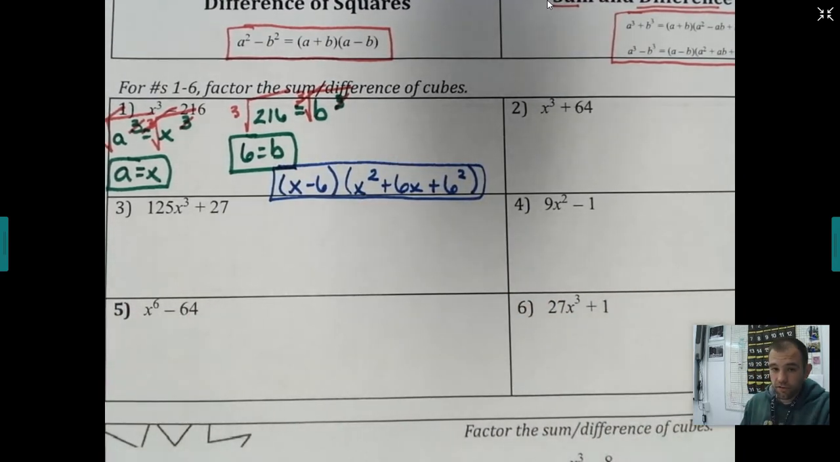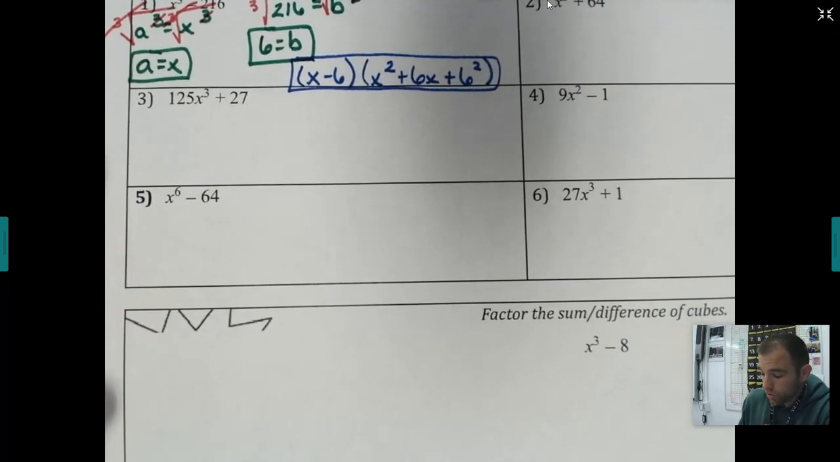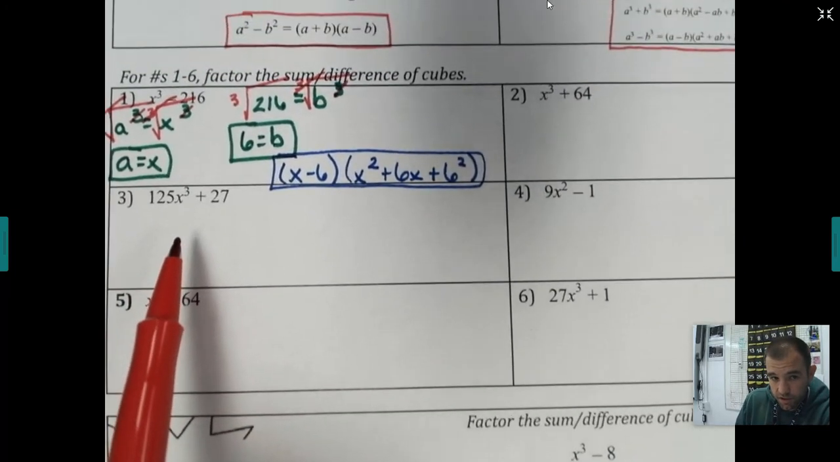Once you figure out what a and b are, it's all about just plugging those numbers in, wherever they might go. Now they might get a little bit harder because we might put a number in front of them, such as, let's do number 3 right here. So 125 x cubed.